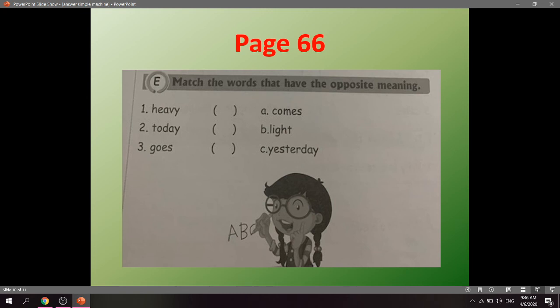Now, this one, match. We need the opposite, okay? So I will read this one and you will give me the opposite. What is the opposite of heavy? It's light, okay. But I will read it all and then the answer will come. Okay, go back. Heavy, light, and today, yesterday, and goes, come.